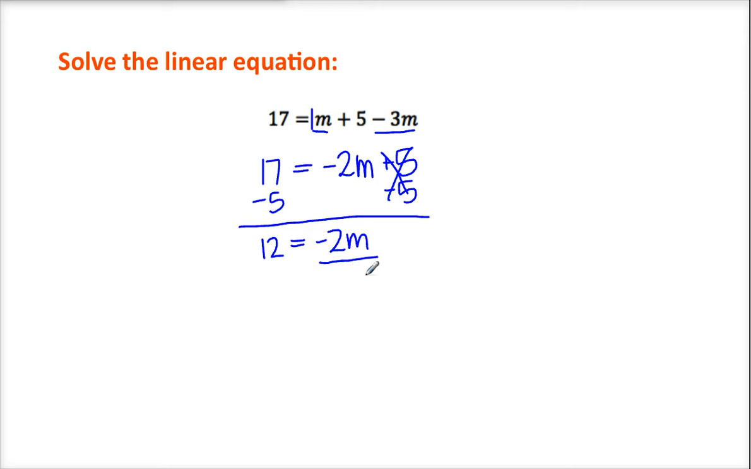So divide these into groups. I have a negative 2m, so I'll divide by negative 2 on both sides. Remember, keeping it balanced. Negative 2 divided by negative 2 is 1. So I'm left with 1m. And then this is equal to 12 divided by negative 2. Check it with a calculator. 12 divided by negative 2 is negative 6. So I solved, and the solution is m equals negative 6.